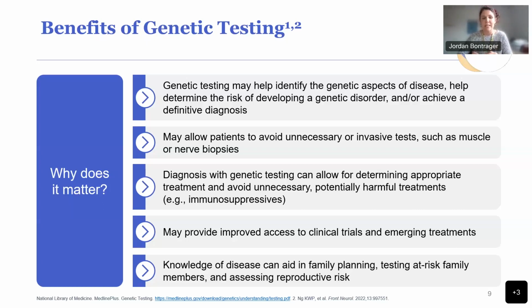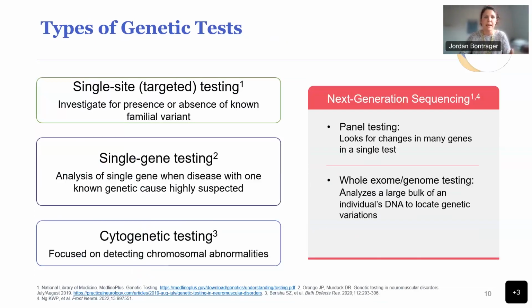The knowledge of the disease can also help aid in family planning for your patient, for other family members. It can help test at-risk family members who may need surveillance ahead of time for things that could be life-threatening, like cardiac disease, and also assess reproductive risk for the patient at hand, but also other family members. So it can really guide a lot of this family planning piece and also pre-symptomatic testing piece for other people in the family.